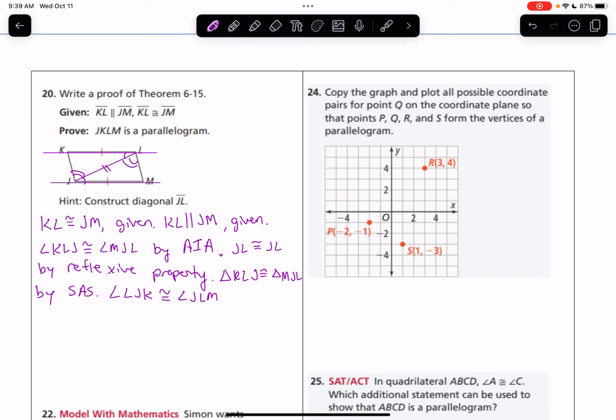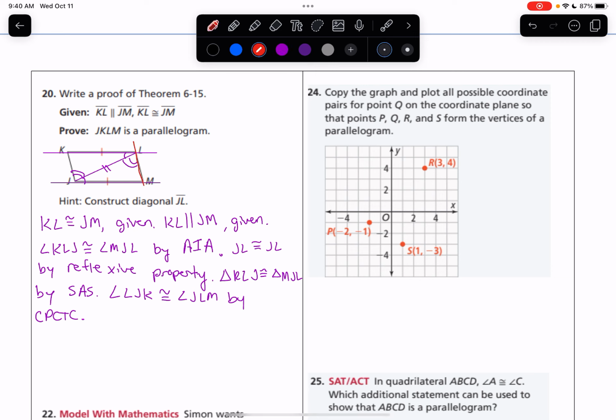And I know that because of CPCTC, so those angles must be congruent by CPCTC. Since those angles are congruent, I can consider them to be alternate interior angles on LM and KJ. So I can say by alternate interior angles, KJ is parallel, because that's what I need to show that there's a parallelogram here. KJ is parallel to LM. So now I've shown that there are two pairs of parallel sides.